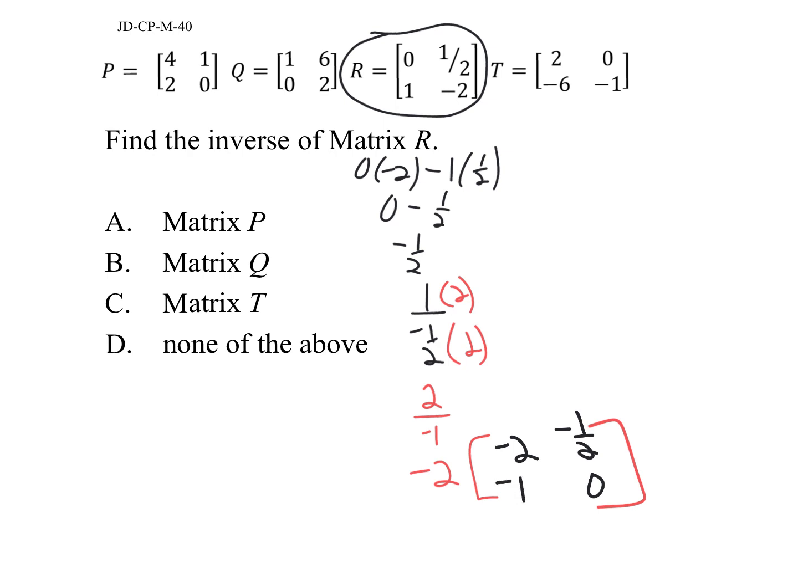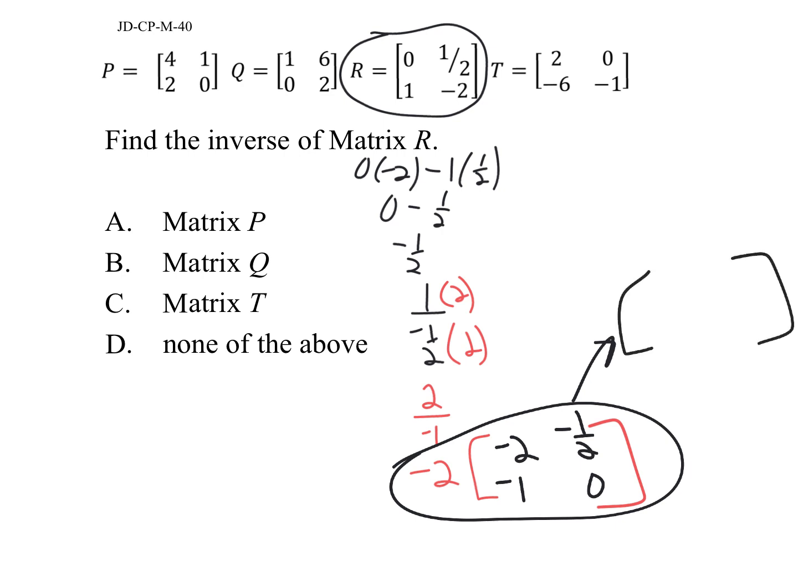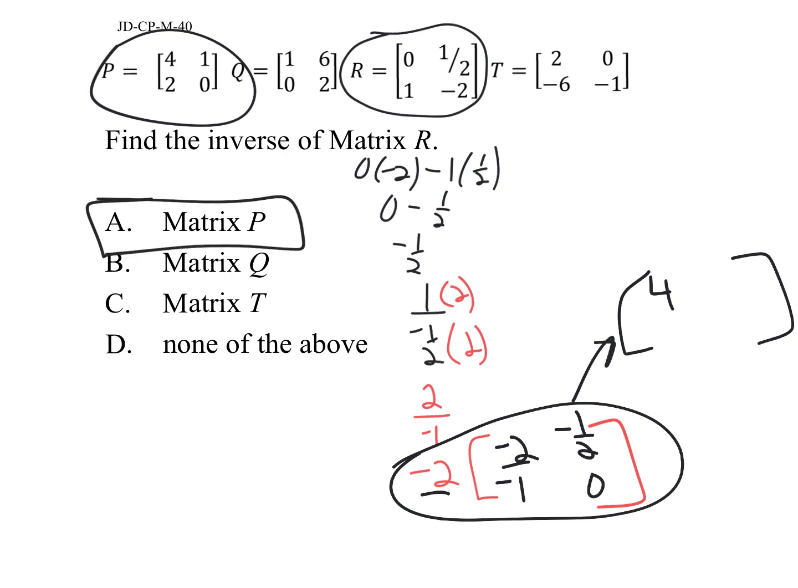1 becomes negative 1. And then what we need to do is multiply the negative 2 in to our matrix. So negative 2 times negative 2 is a positive 4. At that point, it's got to be matrix P because that's the only one that's there. We could finish off. Negative 2 times negative a half is 1. Negative 2 times negative 1 is 2. And negative 2 times 0 is 0.